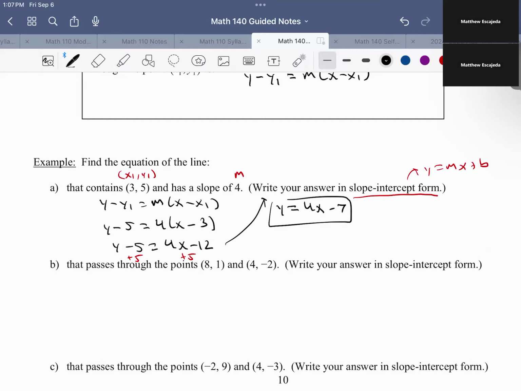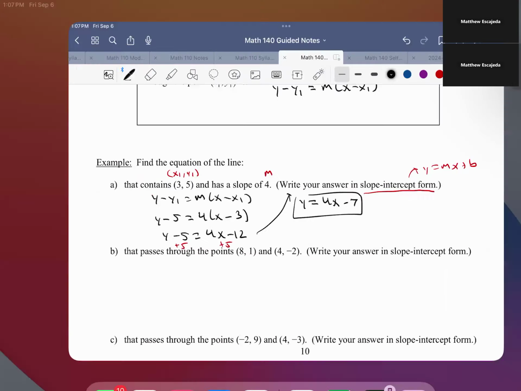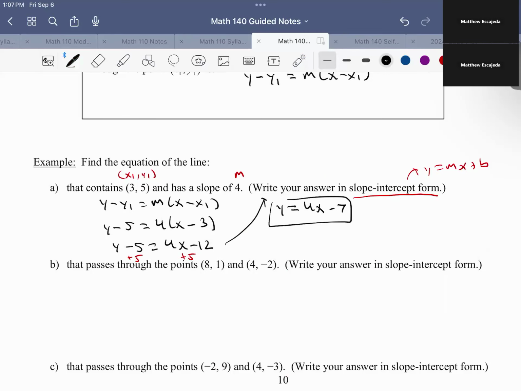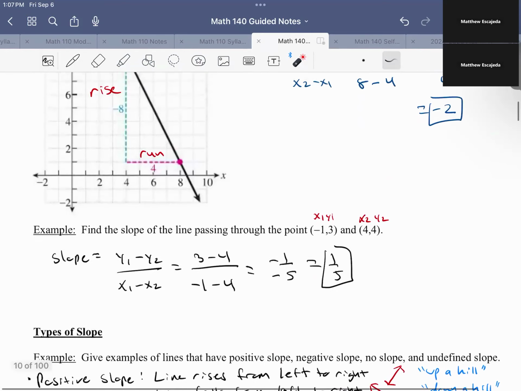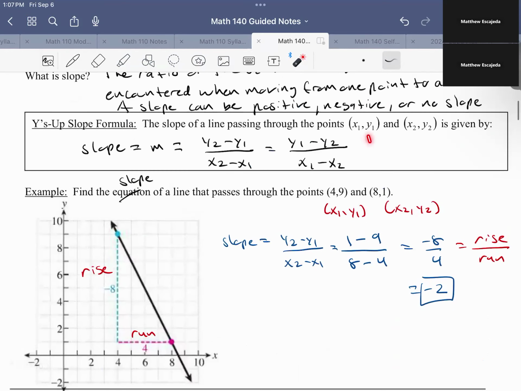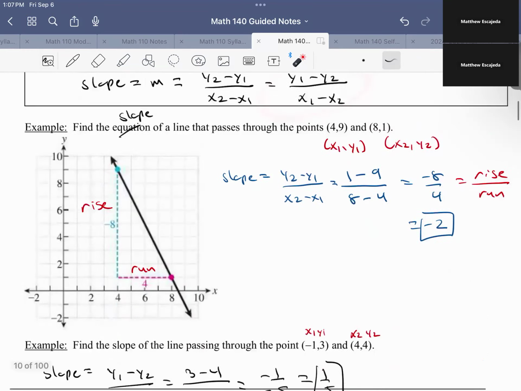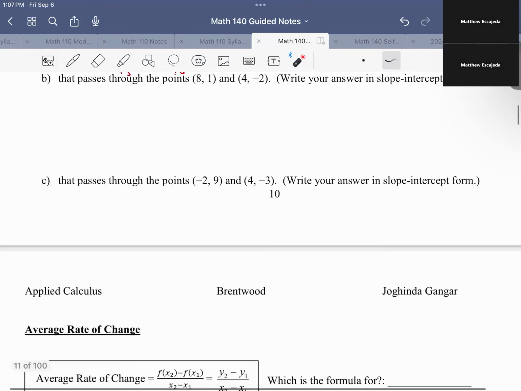Okay, so part B, we want to find the equation of the line that passes through the points 8 comma 1 and 4 comma -2. One thing here, if you notice, is that we don't have a slope yet. But how do we find a slope between 2 points? Well, we just got to use our rise over run formula. So let's go ahead and do that for this question.